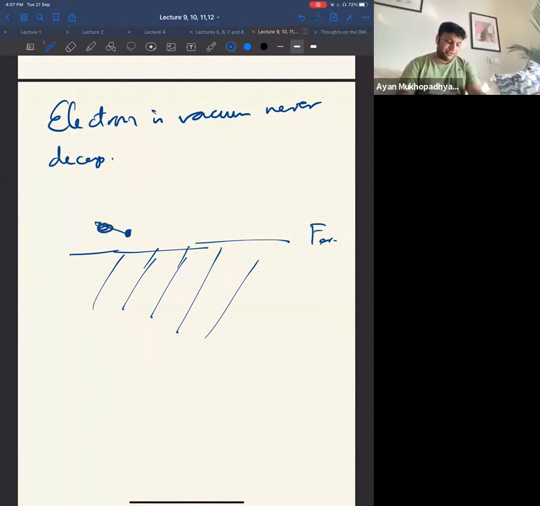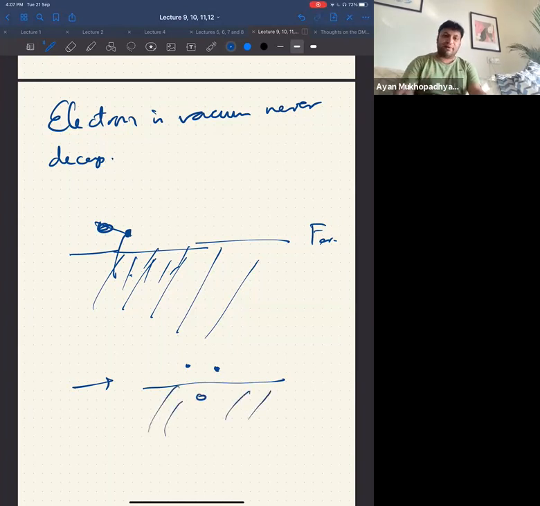After some time, what is it going to do? It is going to interact with these electrons. And after some time, this electron will manifest itself into two electrons and a hole. The total energy would be conserved, the total momentum would be conserved, but an electron would decay into two electrons and a hole, right?